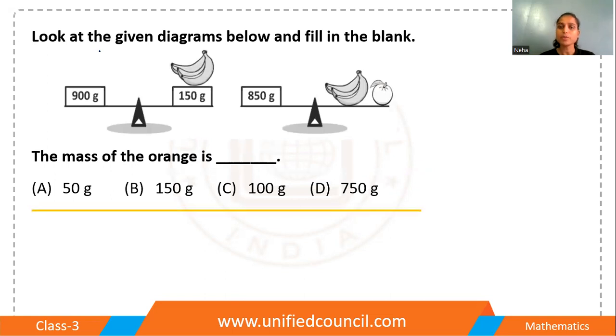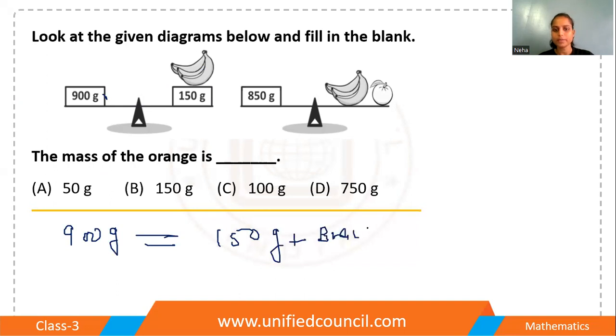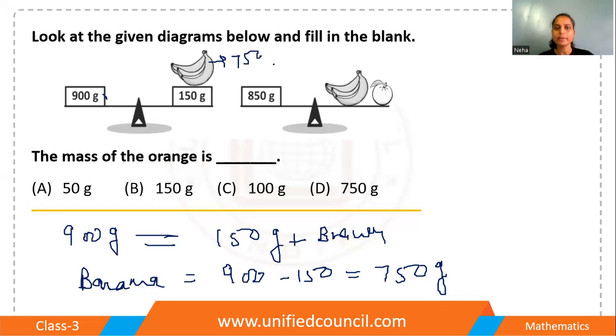Alright, the next question. Look at the given diagrams below and fill in the blank. 900 gram is equal to 150 gram plus banana. Here I have to find the mass of orange. So 900 gram is equal to 150 gram plus banana. What is the weight of banana? Banana is equal to 900 minus 150, which is 750 grams.